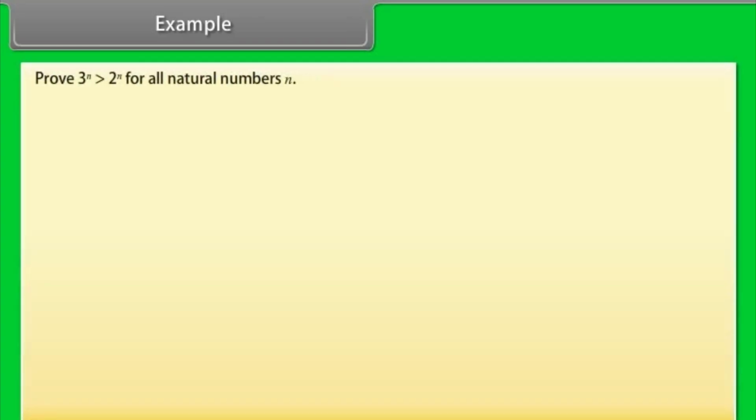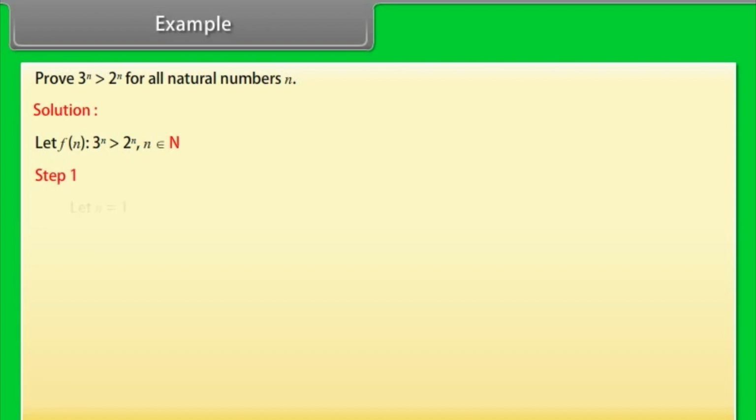Example. Prove 3^n is greater than 2^n for all natural numbers n. Solution. Let f(n): 3^n > 2^n, n belongs to capital N.